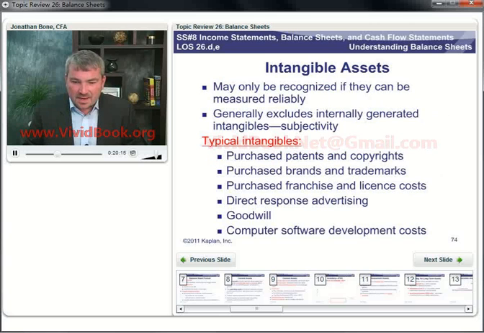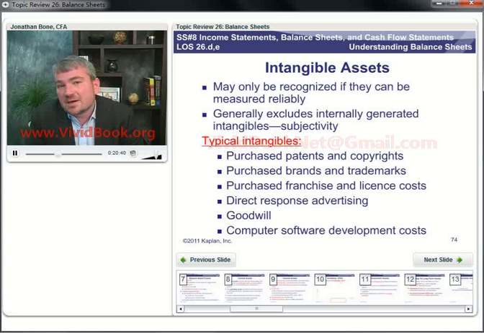So let's talk about our intangibles. They can only be recognized if they can be measured reliably. What this tends to mean is most of the intangibles that we can recognize in our balance sheet are purchased intangibles. It generally excludes internally generated intangibles because it's very subjective regarding how much they are actually worth to the company. What is their value? Very difficult to put a dollar value on them.